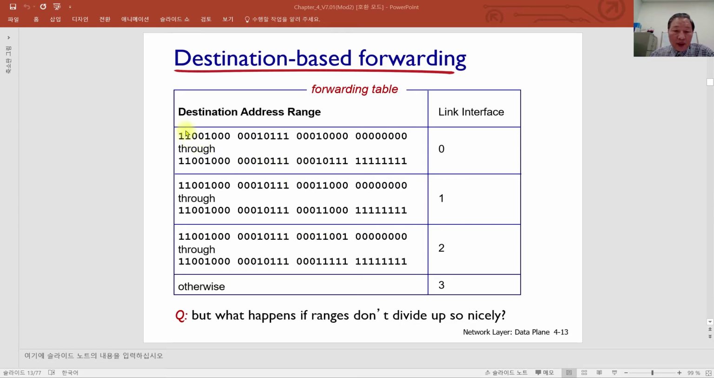Here, this one is the destination address range. And depending upon that range, the link interface is different. Depending upon the arrived packet's destination address, that should be checked, and if it belongs to this range, the link interface will be this one, and through that interface, the packet will be forwarded.